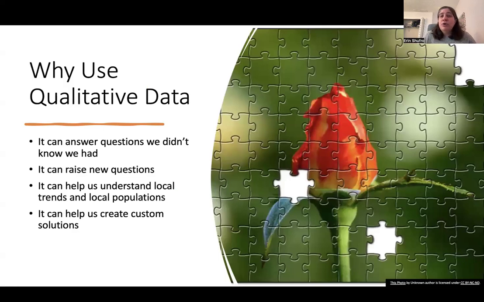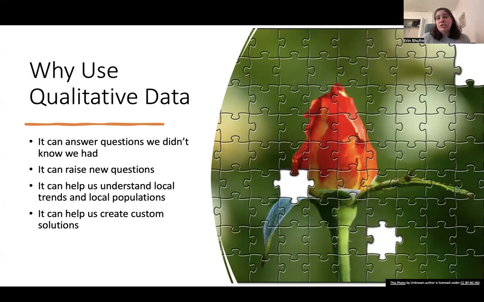So now that we know what qualitative research is, let's talk about why we might want to use it. As I mentioned earlier, if you're only looking at quantitative data, you're not seeing the whole picture, right? You're missing puzzle pieces. And really, when you start digging into qualitative data and qualitative research, you might find that it answers questions you didn't know you had. You might find that it raises new questions.